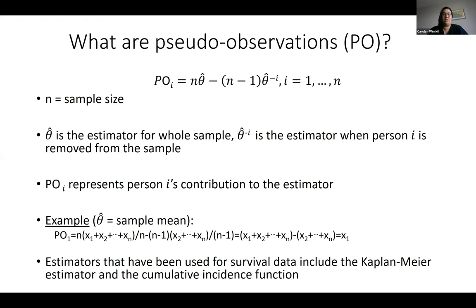So what are pseudo observations? Really quickly, it's calculated by the equation that you see above, and it's calculated for each person in your data set. What the pseudo observation represents is their contribution to the estimator. And the estimator can be different statistics. For example, if your estimator, which is represented by theta, is a sample mean, the way the math works out here, this pseudo observation for this person is what their data point contributed to the sample mean. And as it applies to survival data, estimators that have been used in calculating pseudo observations include the Kaplan-Meier estimator and the cumulative incidence function.